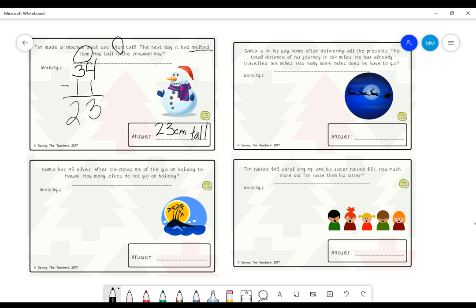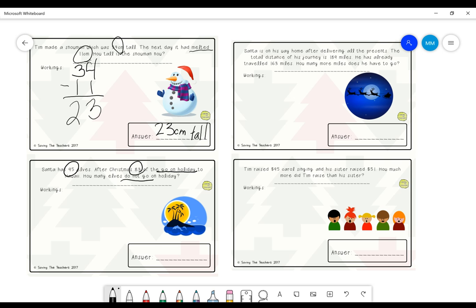All right, let's go down below our snowman to the word problem with the beautiful palm trees. It says Santa has 95 elves. After Christmas, 83 of them go on holiday to Hawaii. How many elves do not go on holiday? So let's go back. Santa has 95 elves. After Christmas, 83 of them go on holiday. How many elves do not go on holiday?